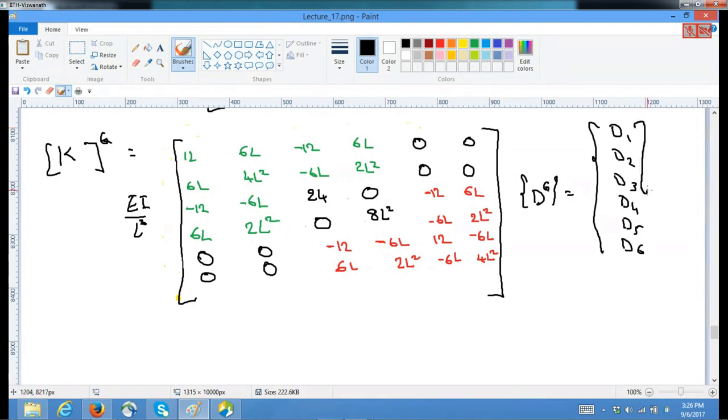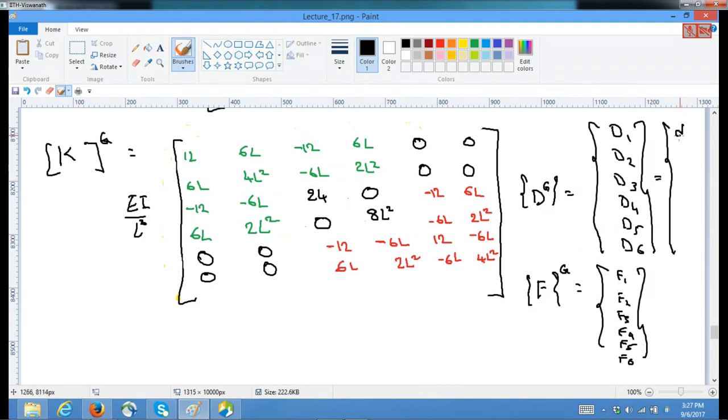And similarly my F global is nothing but F1, F2, F3, F4, F5 and F6. Anyway, we will try to solve for the F's also at a later point of time, but D global we can write simply right now. The D globals are nothing but D1, theta 1, D2, theta 2, D3, theta 3. Okay, so now we know this.